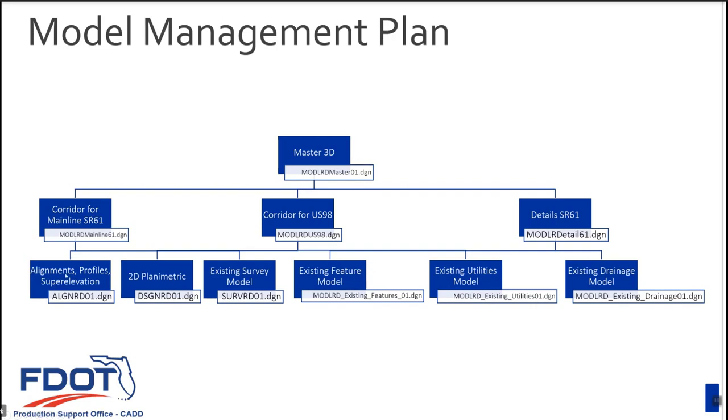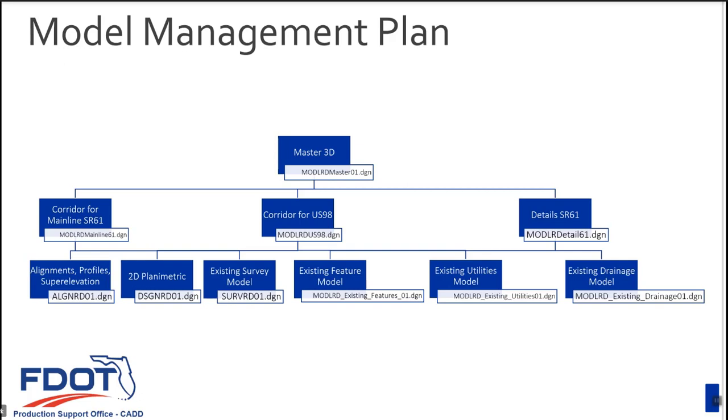I should say here's one of the differences. The alignment file in ORD is going to have super elevation. It's going to have 2D horizontal alignments as well as vertical alignments. So alignments, profile, and super elevation all go in the alignment file. It's all good to keep in mind what is where, and basically the management plan is to let somebody who's not familiar with your project whatsoever be able to open up that management plan and be able to figure out what file they need to open based on what they need to review.